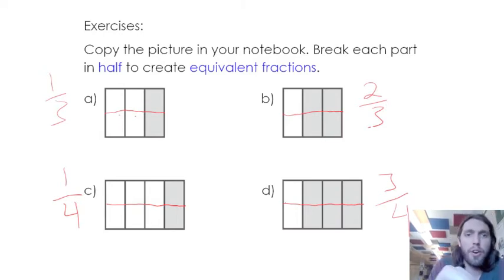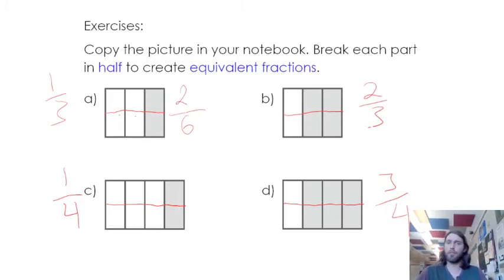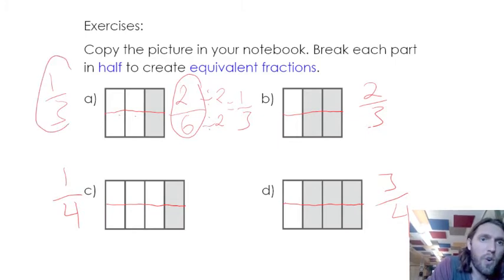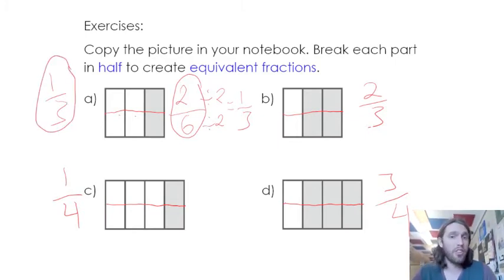Now, how many do we have here? We have 1, 2, 3, 4, 5, 6 in total. Right, 6 in total. And how many are shaded? 2. Now, remember, we're able to divide this one by 2, just to make sure it's actually an equivalent fraction. So let's divide it by 2, both the top and the bottom. What do we get? 1/3. So now we know 2/6 and 1/3 are equal to each other. They're the same fraction. Let's go to letter B. We know that's 2/3, and let's find out what an equivalent fraction of that could be.